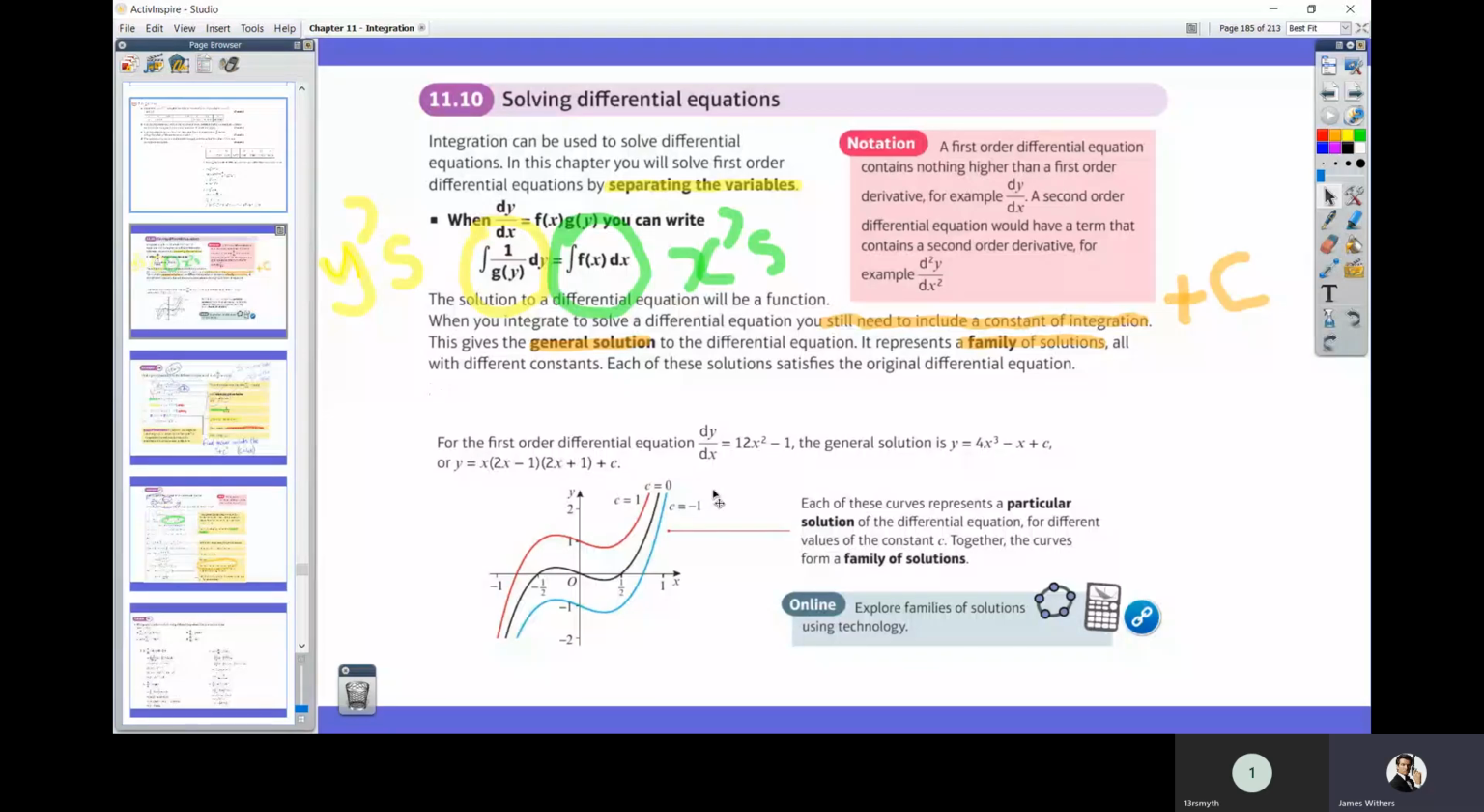So this definitely is the last lesson on integration. Okay. So well done, those of you who've hung in there.